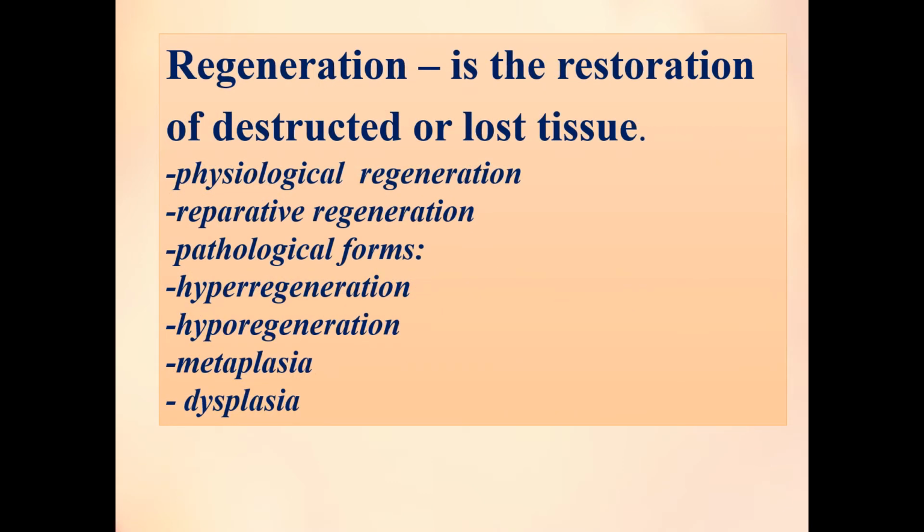Regeneration is a restoration of tissue destroyed or lost parts of organs. Physiological, reparative, and pathological forms of regeneration are distinguished. Physiological regeneration is a process of the constant renewal of the cells of the body throughout life. For example, blood cells and epidermis, after passing a certain life cycle, undergo apoptosis and are replaced by new cells. Dividing cells undergo physiological regeneration.